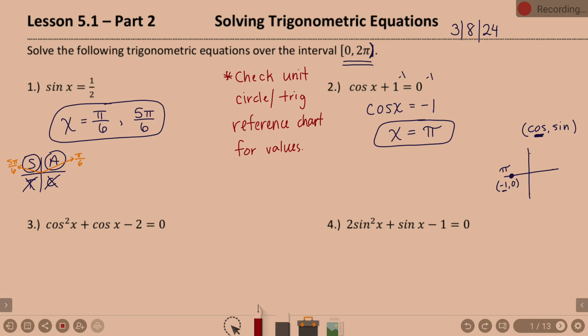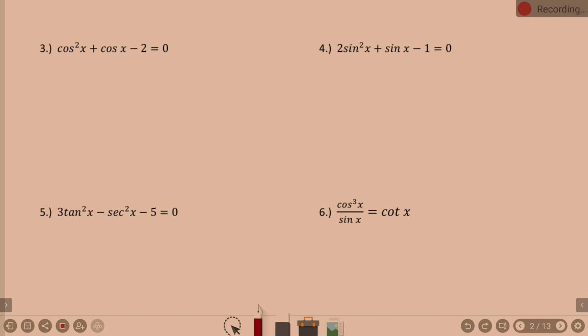cosine squared x plus cosine x minus 2. Actually, I'm going to put on another screen so I have room. Do you see anything? Yes. Subtract over a cosine x and a 1 so that you can read a cosine squared x minus 1 and use the Pythagorean identity. While yes, it would be true, I don't think it would help us solve the equation.